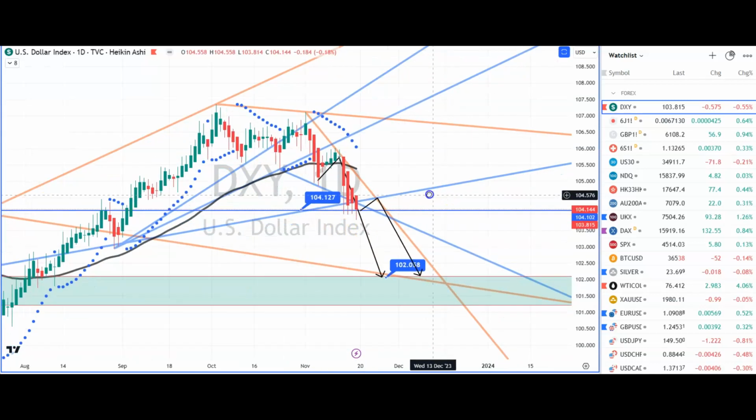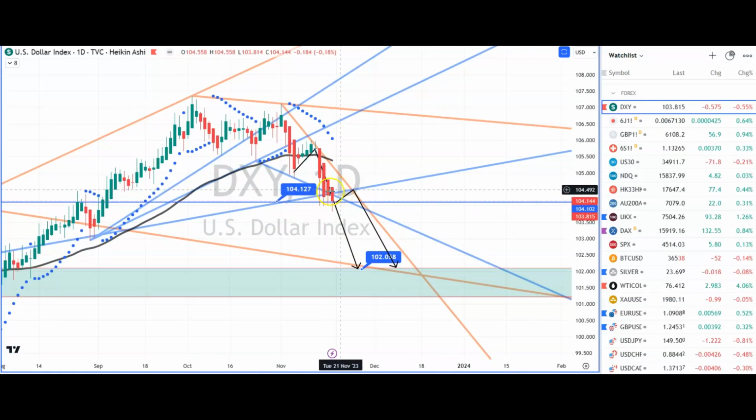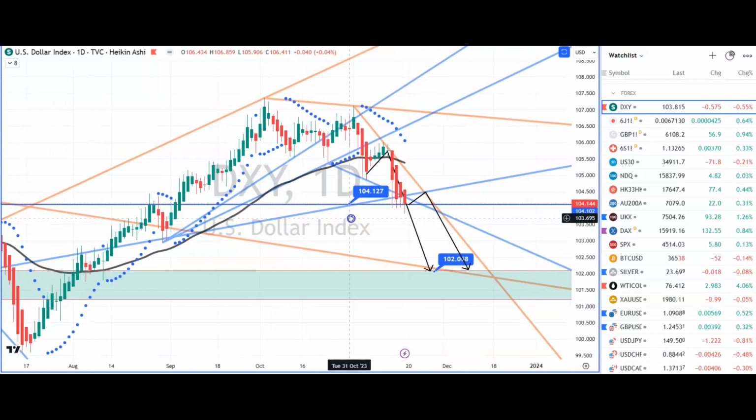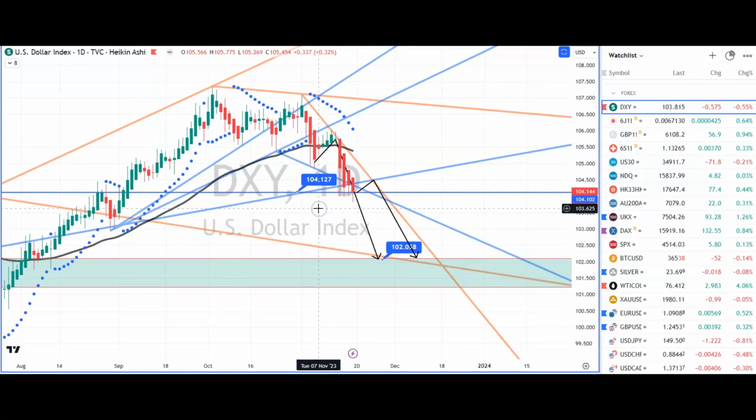So in this instance here, the DXY has broken this trend line. There is a little bit of support. It reached our target of 104.12 from last week's weekly Forex forecast. And today's target for this week is 102.05.